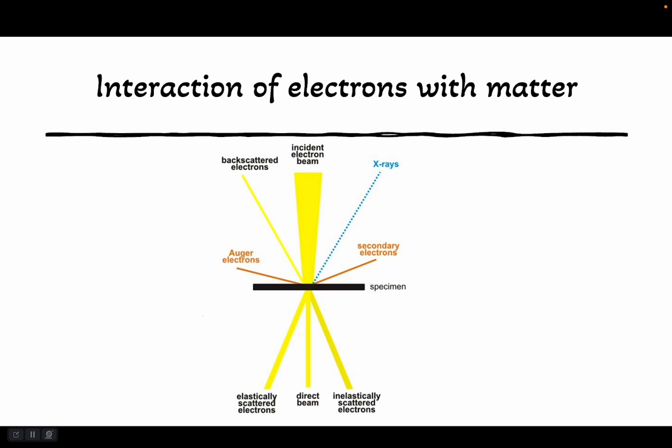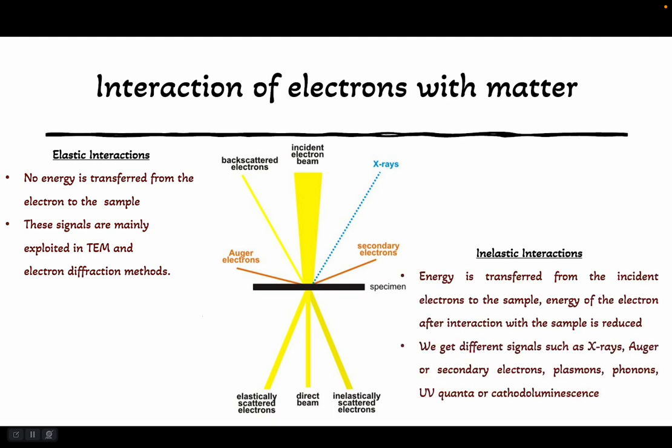Let's talk about what happens when electrons interact with matter. Two types of interactions occur, namely elastic and inelastic. In elastic interactions, the electrons just pass through the sample without any energy loss. Therefore, no energy transfer occurs between the sample and the electrons, and the signals originating from this are utilized in TEM. On the contrary, we have inelastic interaction where energy transfer occurs, as a result of which the energy of the electron gets reduced post-interaction. The different signals obtained in this are predominantly utilized in analytical methods.